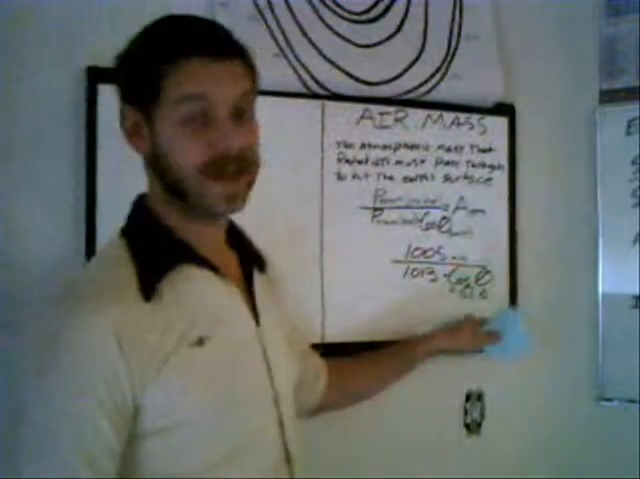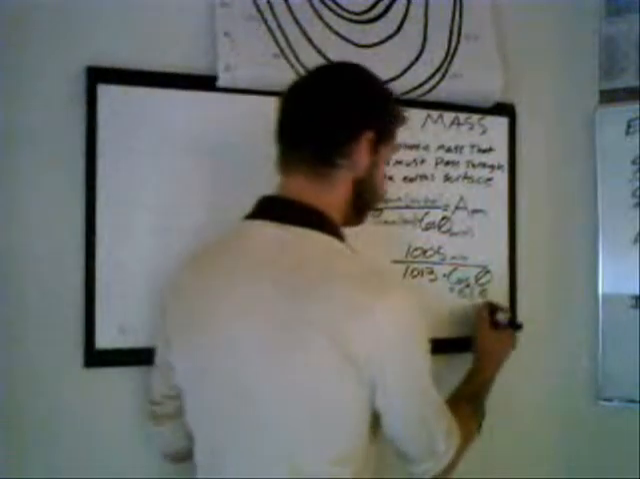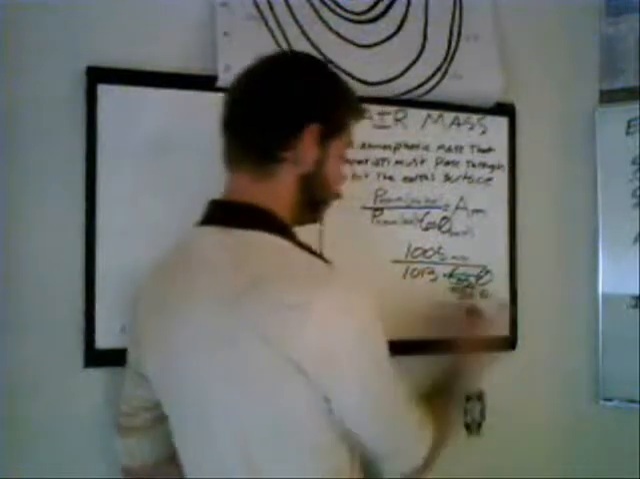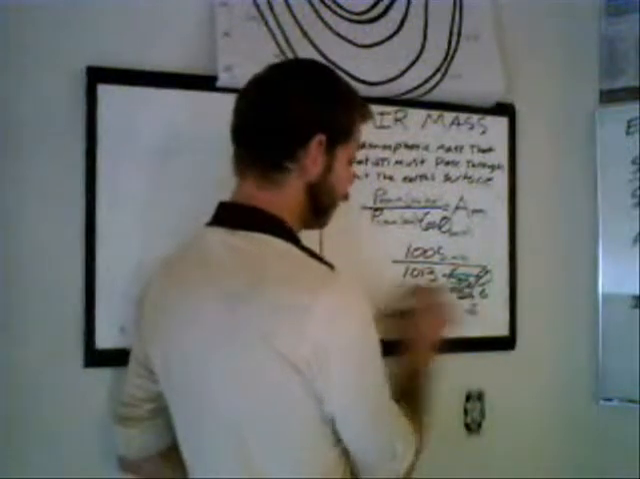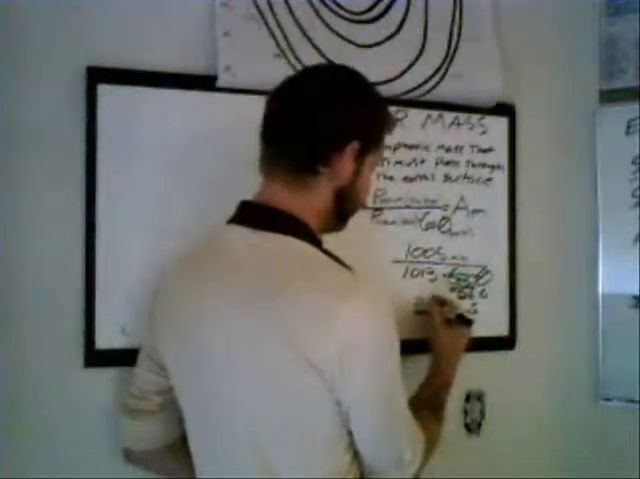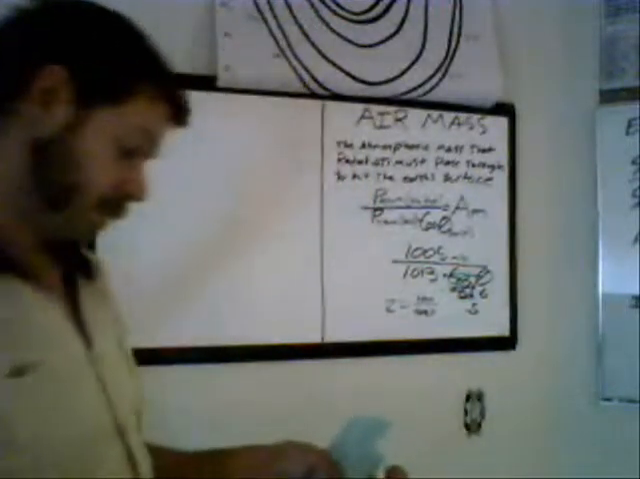So you can see right away that the cosine of 60 is about 0.5. 0.5 multiplied by 1013 is about 500. 1000 over 500 equals about 2. The actual answer is 2.08.